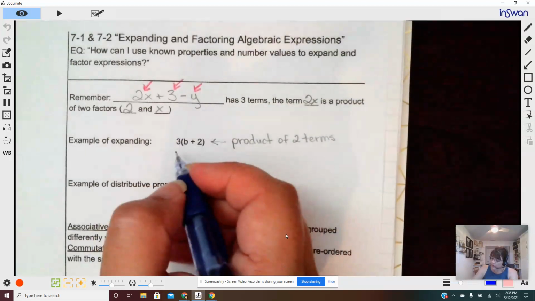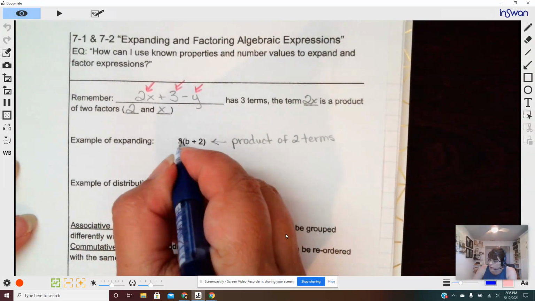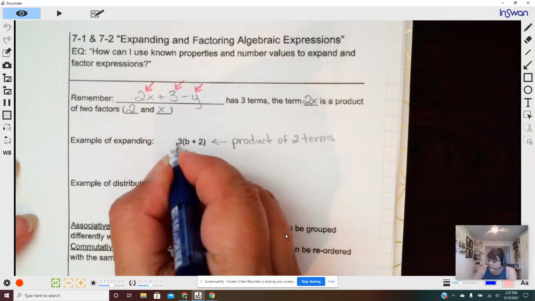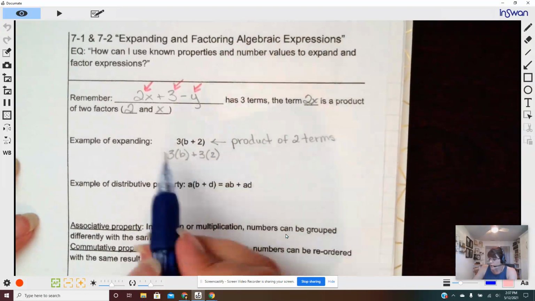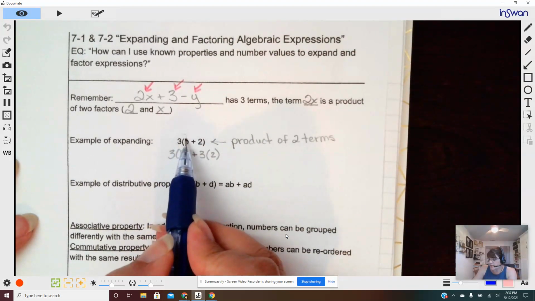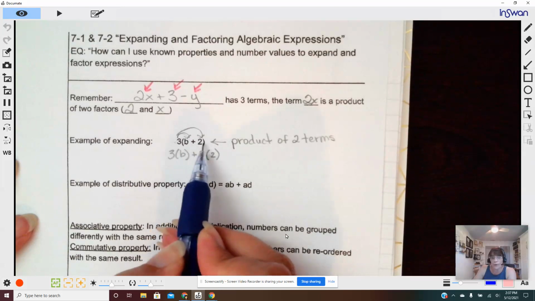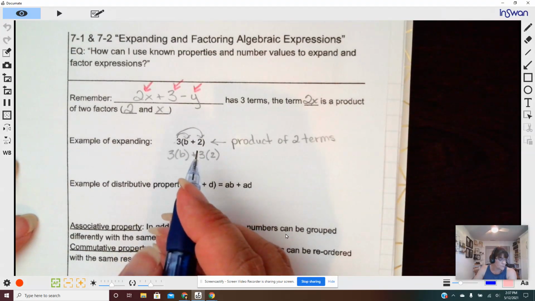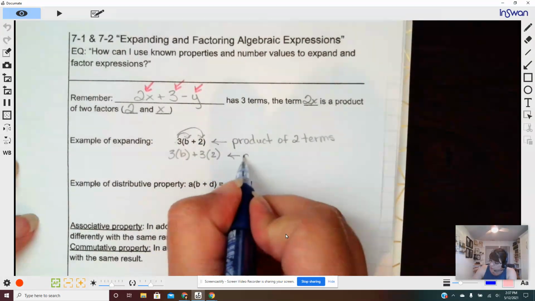Now I'm going to use distributive property, which we've studied before. So I'm going to get 3 times b plus 3 times 2. Notice distributing means to hand something out, right? To pass something out. And it got distributed to both pieces inside the parentheses. So this is me using distributive property.